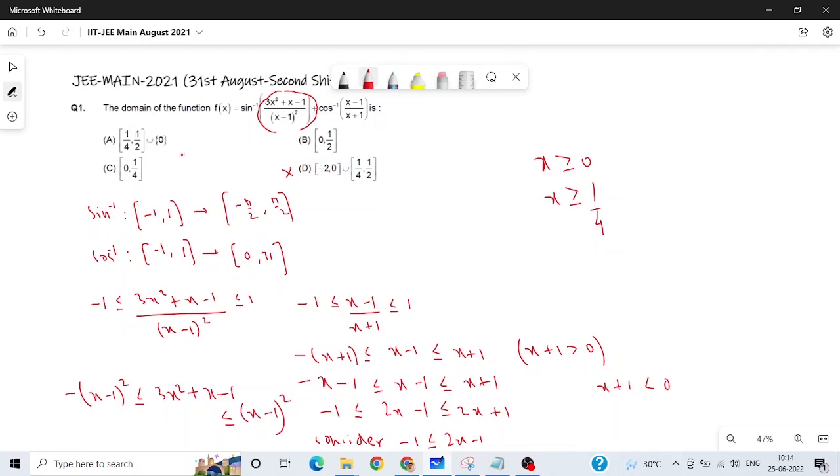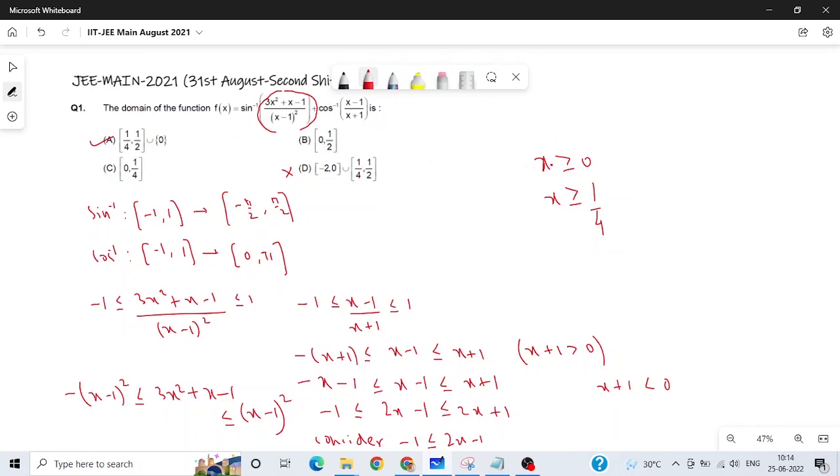Next, if I see option B, there are numbers which don't satisfy the second condition, because if I take 0.1, it doesn't satisfy this condition as x is not greater than or equal to 1 by 4, so even the second is wrong. And by a similar reason the third is also wrong because again 0.1 lies in this interval but it doesn't satisfy this condition. So A will be correct because B, C and D are wrong.